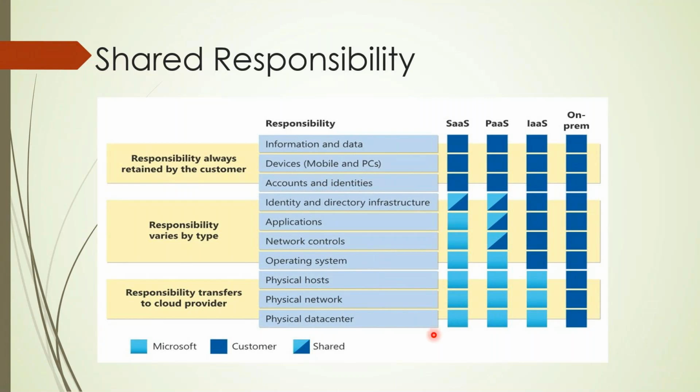So now you come to know what exactly this responsibility is, right? It is shared between Microsoft and the customer. Here and there some sharing will happen, okay, and the other things are truly with the customer or truly with the cloud provider.